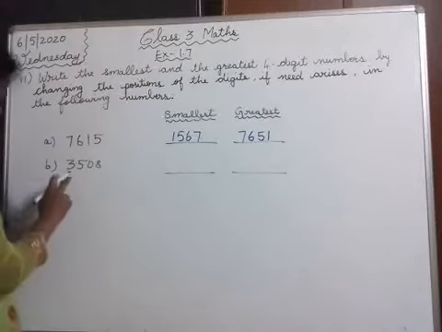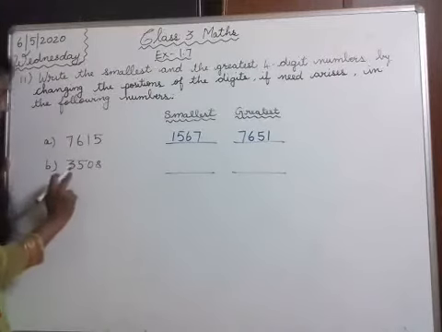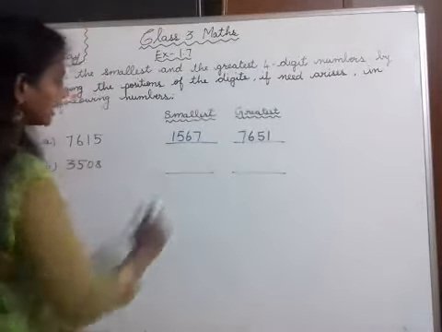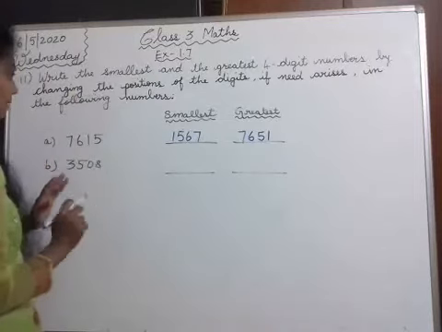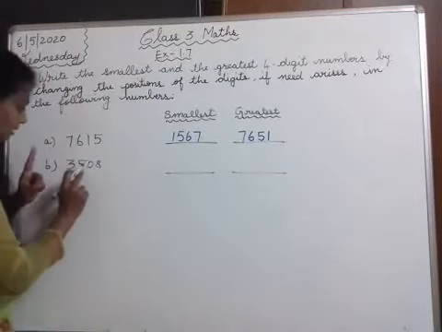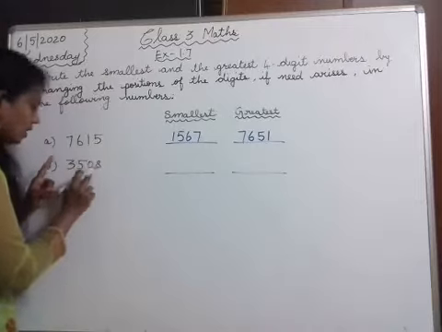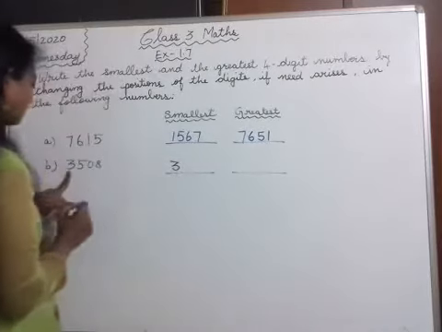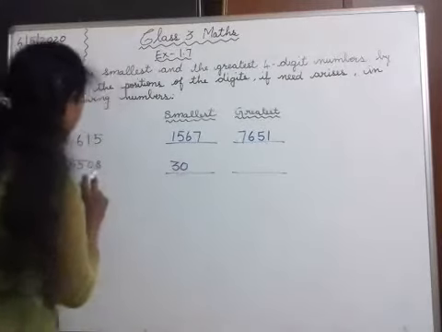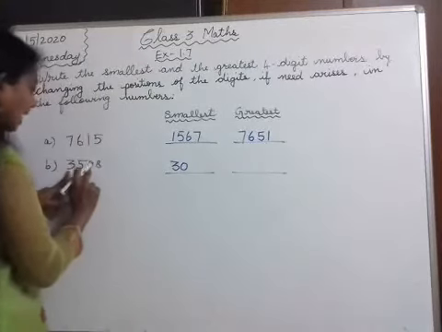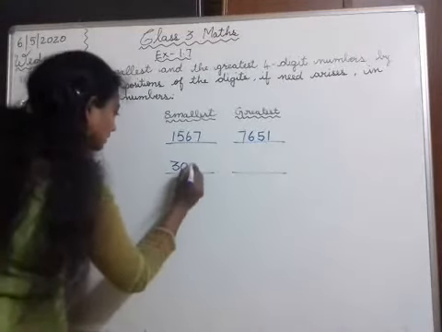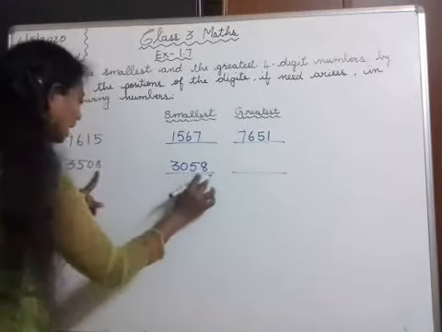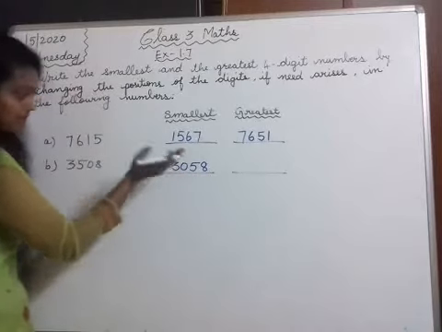Next, 3508. First we have to write the smallest, then we will go for the greatest number. In this smallest number, first number, which is the small number here? We should not take 0 in the first place, so the next small number will be 3. After 3, in the second place we can put 0. After 0, next 5. After 5, 8. 3058 will be the smallest four-digit number.